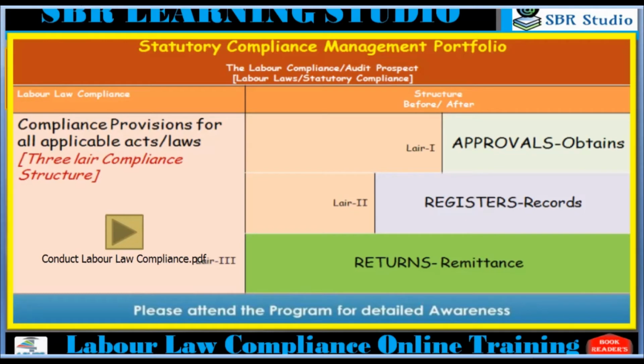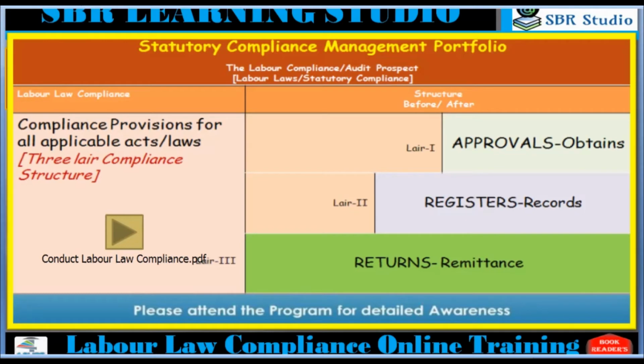Then the second layer is maintaining the records of those provisions of the law which have been instructed with the approval. Where the primary and secondary laws are applicable for your organization, you need to facilitate their provisions in your organization and maintain the records for those provisions you are facilitating.